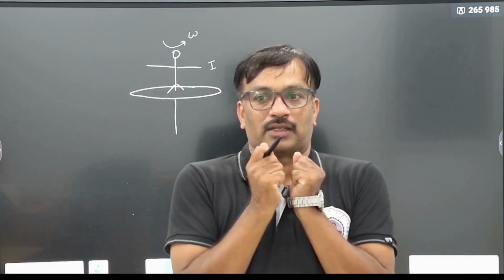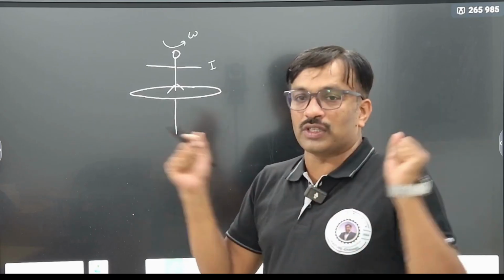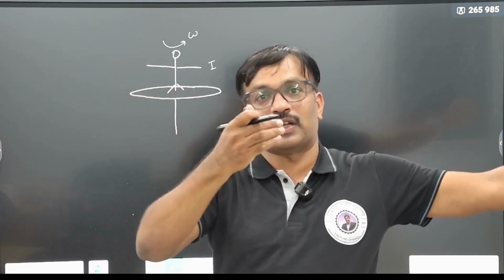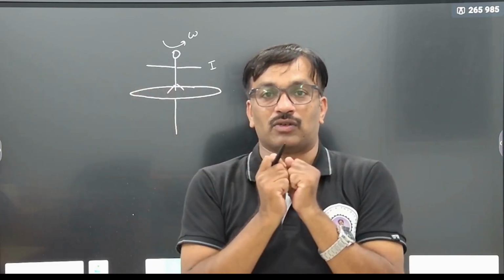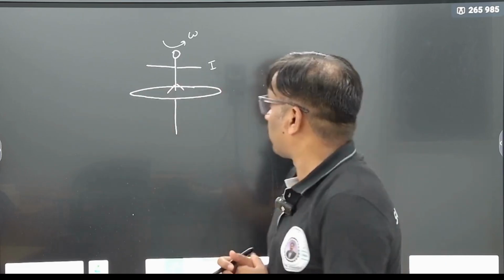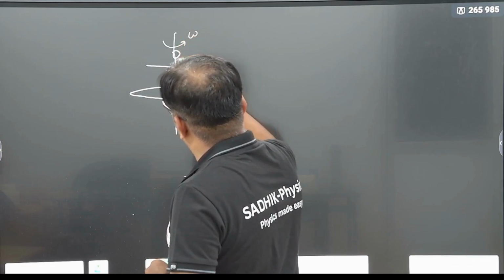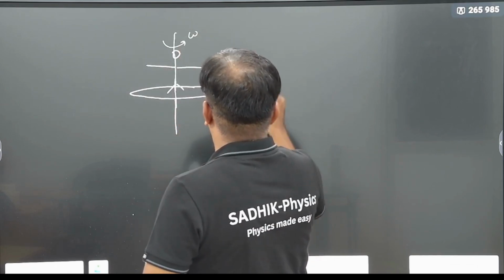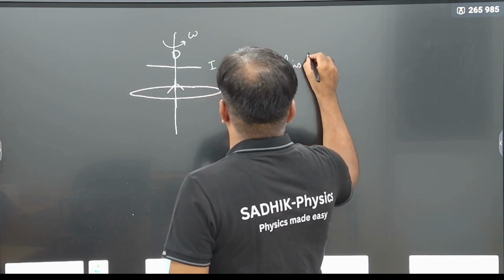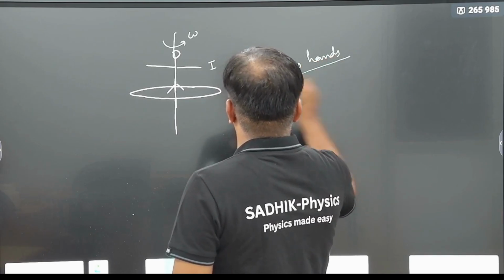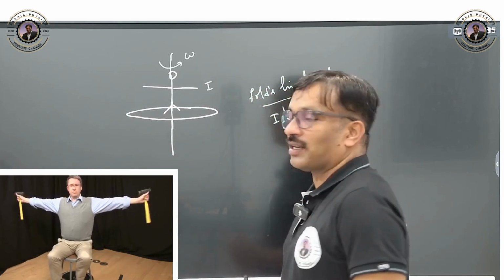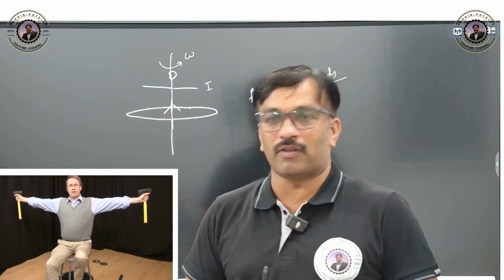If he closes his hands like this, what happens to the moment of inertia? When mass is distributed outward like this, moment of inertia is increased. But when he closes his hands, moment of inertia will be decreased, because mass is distributed near the axis of rotation. So when he folds his hands, moment of inertia will be decreased.